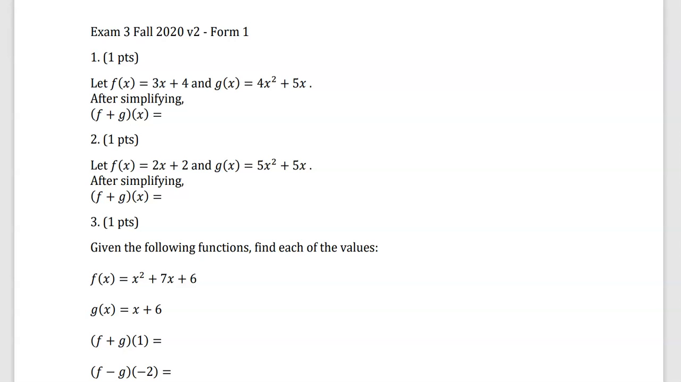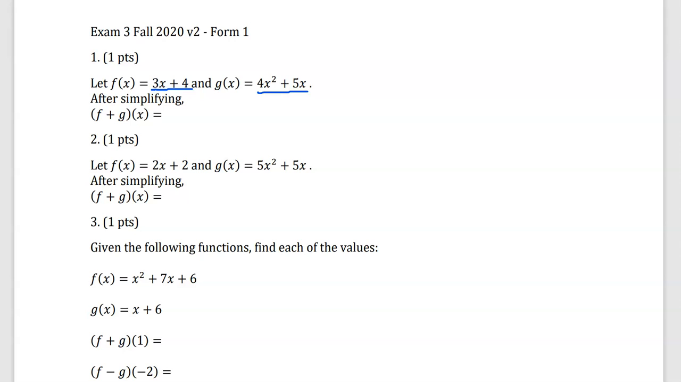Okay, we're going to help you through a little practice. First one here is combinations of functions. So I have this function. Let's get the markup going here. This function here is 3x plus 4, and this function here, 4x squared plus 5x.